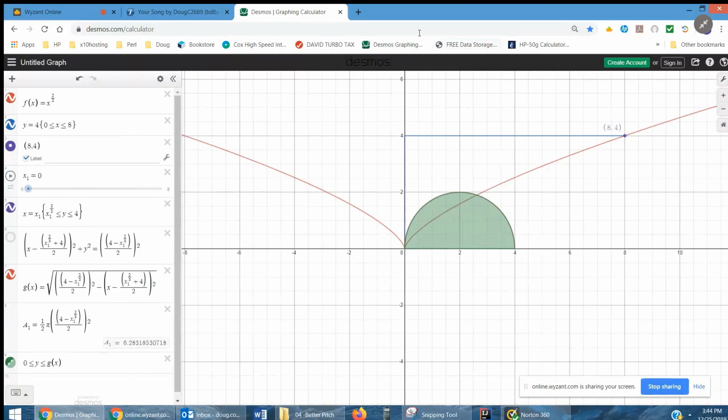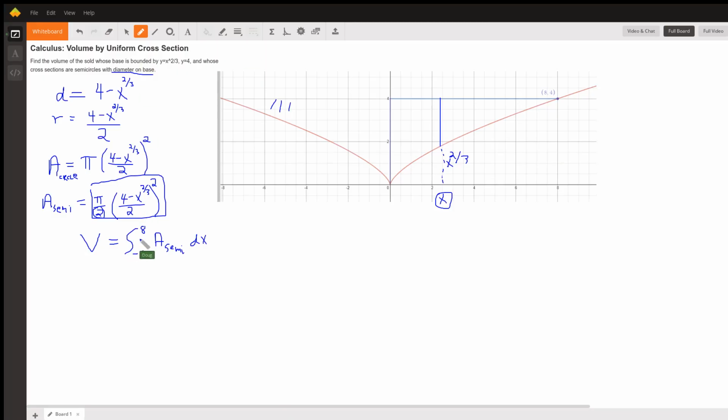You have a choice of setting up the definite integral from -8 to 8, like I did here, or you can say it's twice the integral from 0 to 8 of the area of the semicircle, dx. And I'll let you work on evaluating the definite integral. There you go.